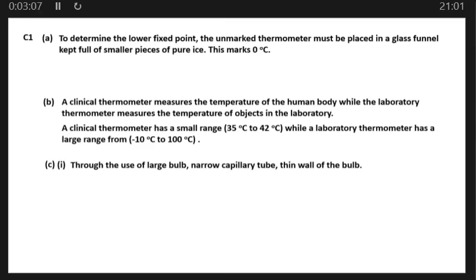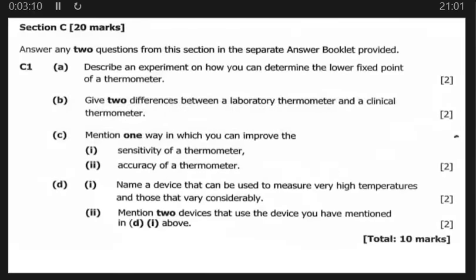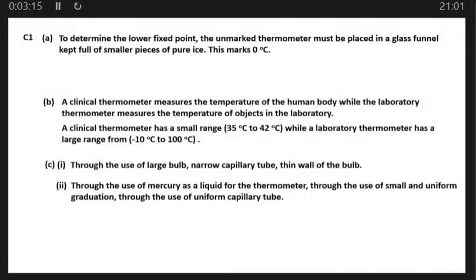Two is the accuracy of a thermometer. For accuracy, we said it is improved through the use of mercury as the liquid for the thermometer, through the use of small and uniform graduation, and through the use of a uniform capillary tube. What we mean by the use of mercury as the liquid in the thermometer is that mercury is known to be a very good conductor of heat, and it also has a uniform expansion and contraction.